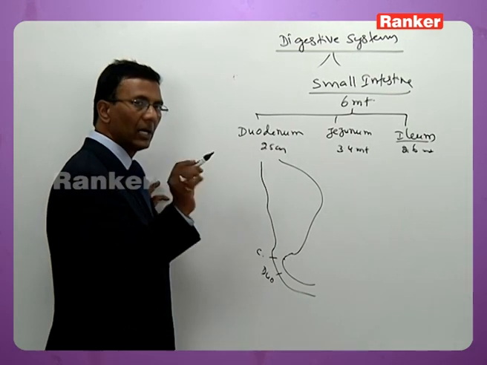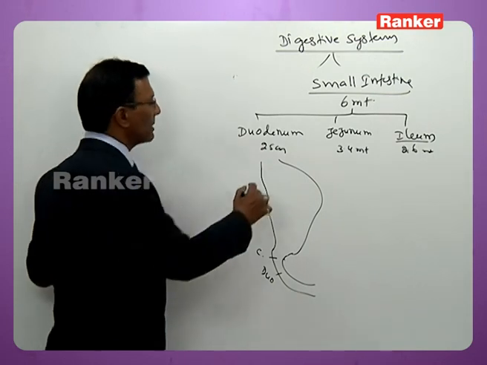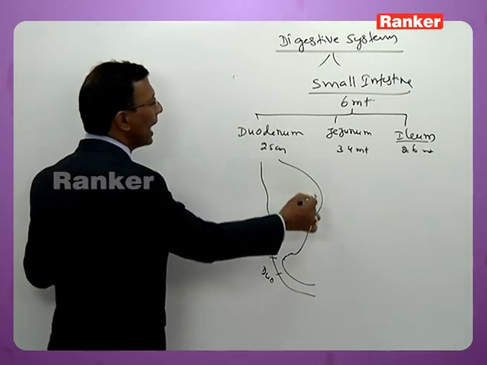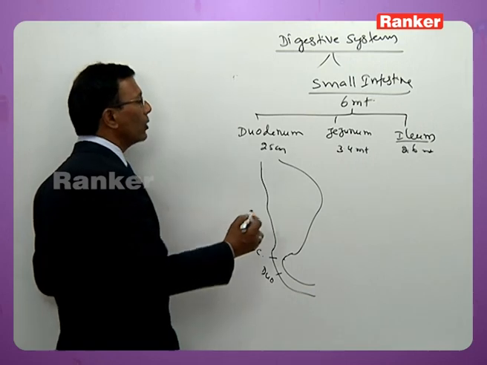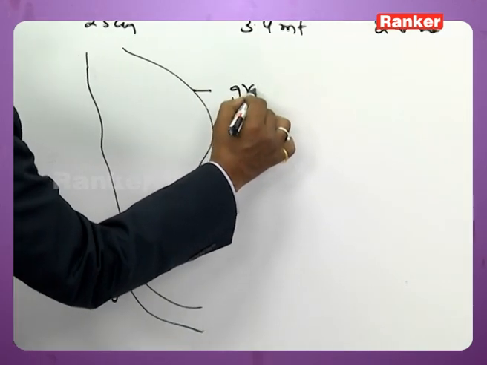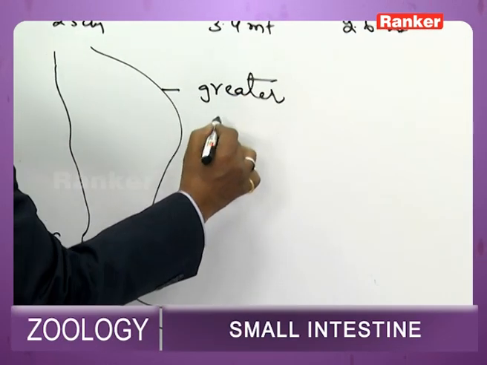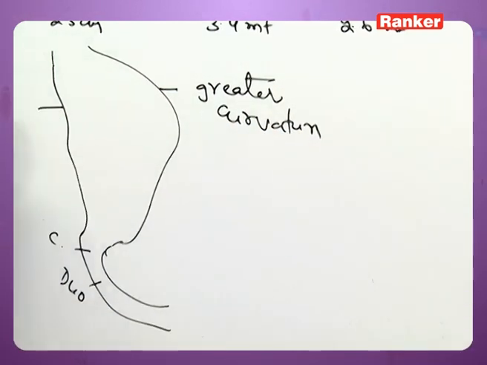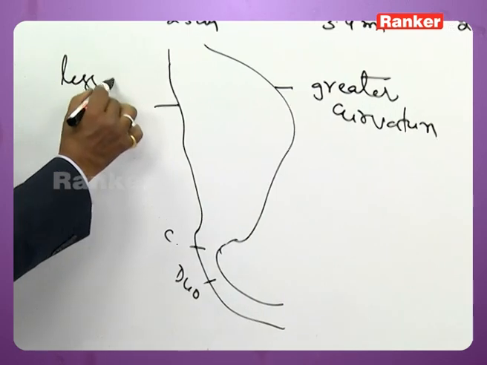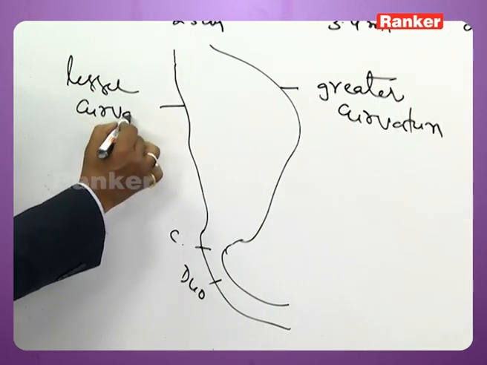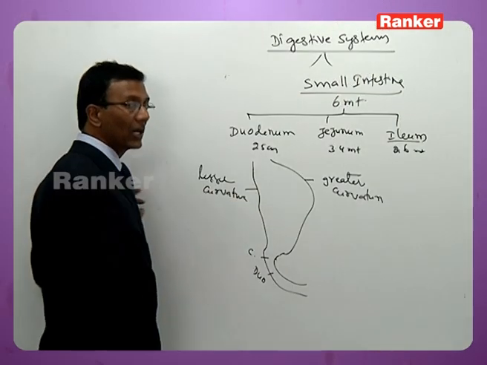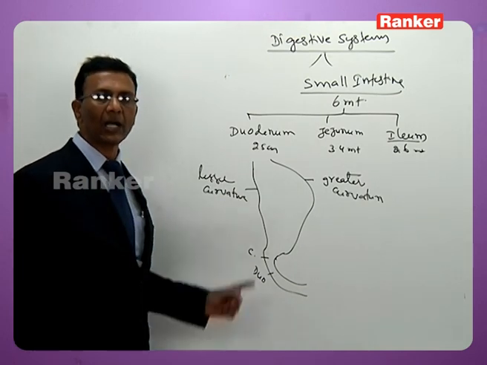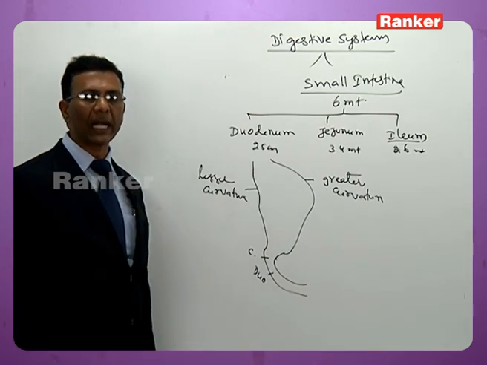And remember one more point with regard to the stomach. The stomach has an inner concave profile and an outer convex profile. The outer convex profile of the stomach is called greater curvature, and the inner concave profile is called lesser curvature.